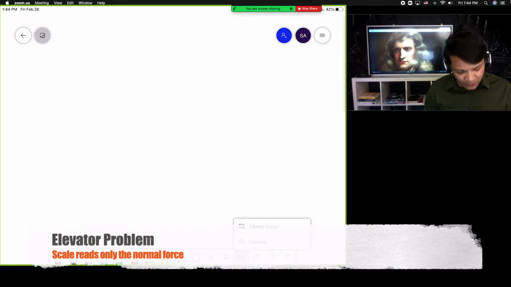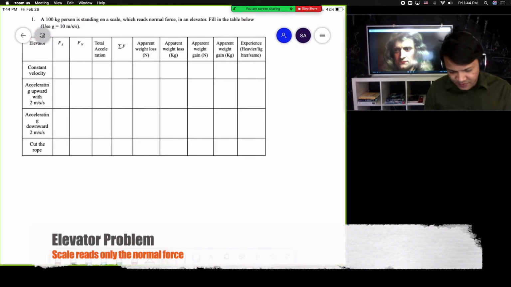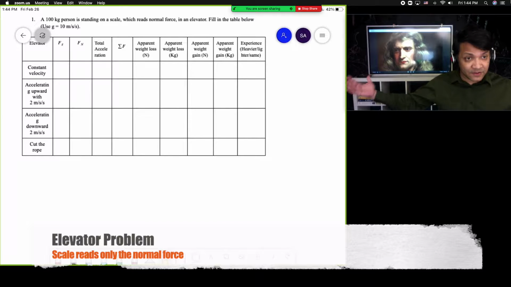In this video, I'm going to go over Do Number 7. So let's get started. This is Do Number 7. Here is the main story: a person is getting inside the elevator with a scale and standing on the scale to see how he experiences things differently when the elevator goes through 4 different scenarios.